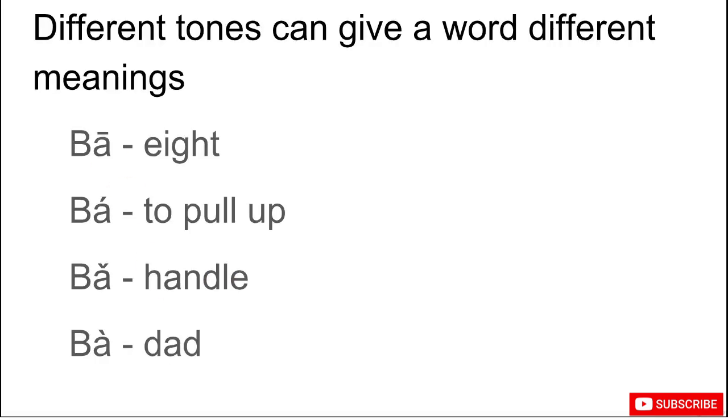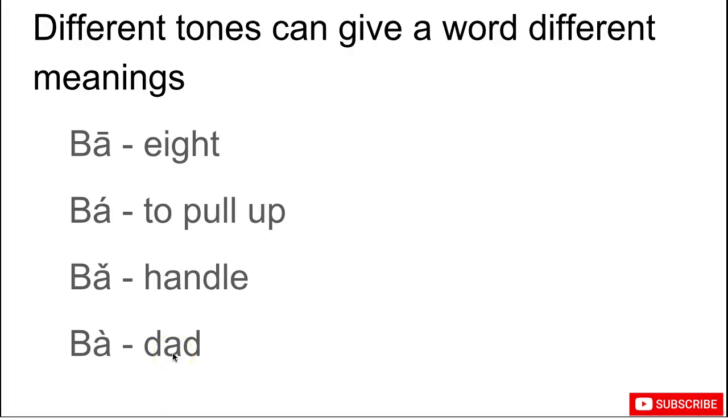Alright, here is a quick recap of what we did in the last video. In the last video, we saw that different tones can give a word different meanings in the Chinese language, unlike in the English language, where you barely have a tonal difference in words. We saw an example of ba, which means 8. We had the example of ba, which means to pull up, and ba, which means to handle, and ba, which means dad.